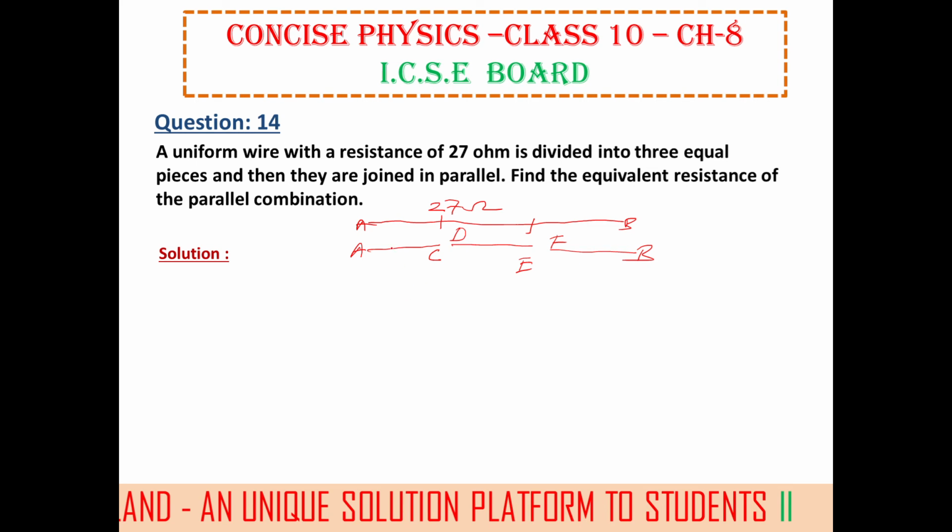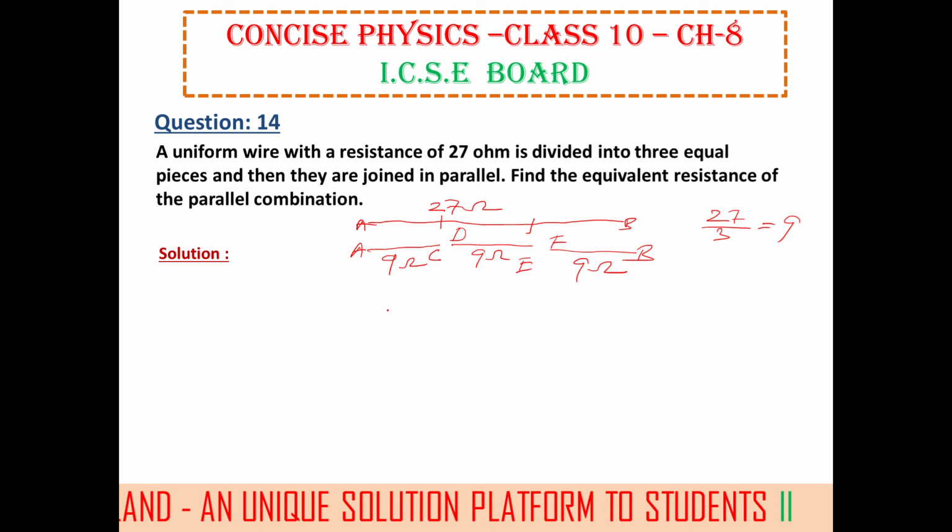So here we are dividing, that means the length is getting reduced, so the resistance will also be reduced, because the resistance is proportional to the length. So if I reduce the length, keeping the cross section same, the resistance will be reduced in the same ratio. So here it has been divided in three portions, so 27 by 3, it will be 9. So the resistance of every portion will be 9 ohm, 9 ohm. Now find, they are joined in parallel.